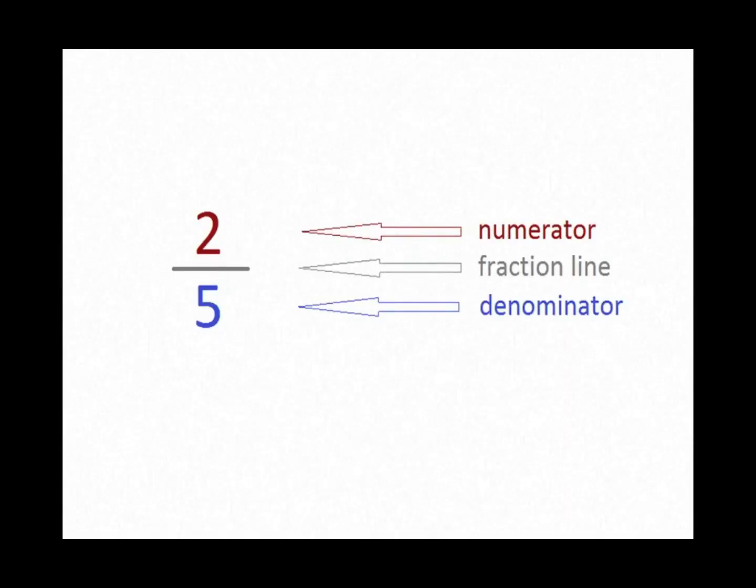See here, again, what I have explained before, this is the same thing. 2 by 5. Here 2 is the numerator, that is the part of the whole division. Here the whole division is the denominator. And this 2 by 5, or 2 upon 5, this is the fraction line.